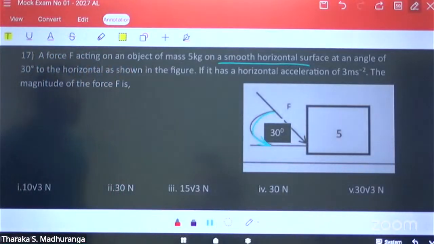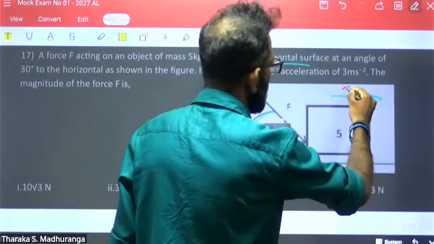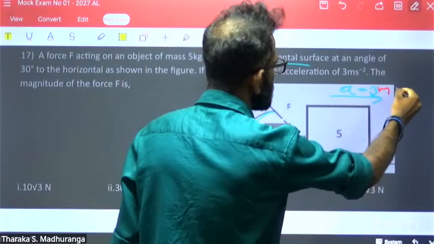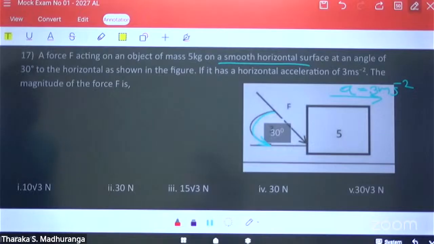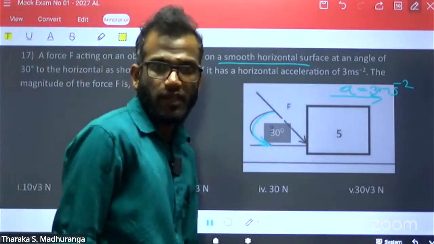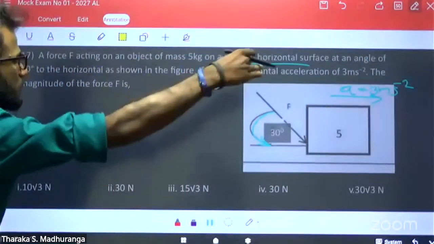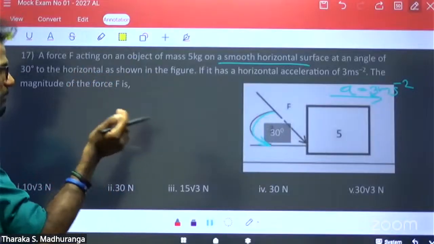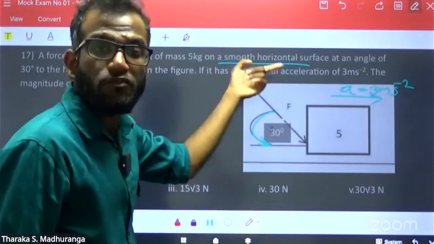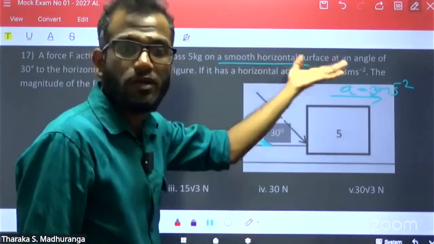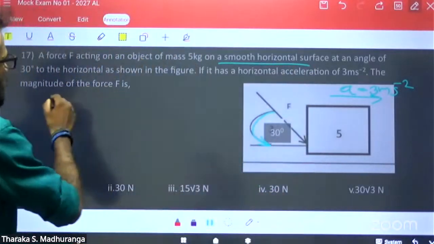If it has a horizontal acceleration of 3 meters per square second, what is the magnitude of the force F? Same as the previous question, right? If it accelerates, by Newton's second law, it is unbalanced, and there is no friction force. Why? It is a smooth horizontal surface. These keywords are given in the question. Then F equals ma.